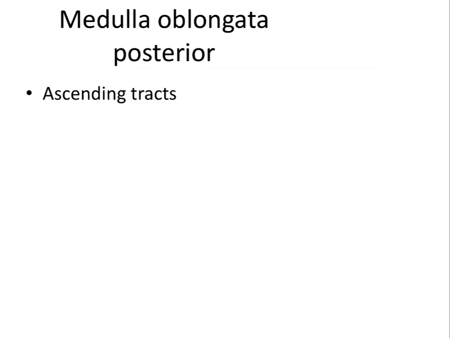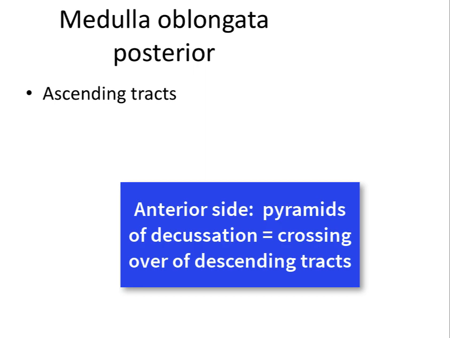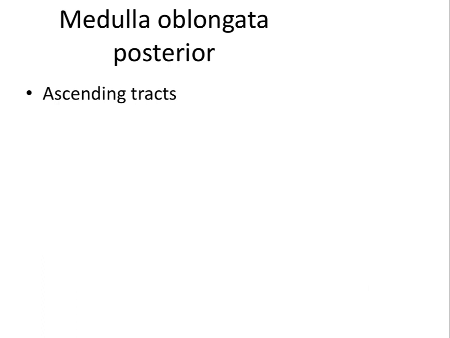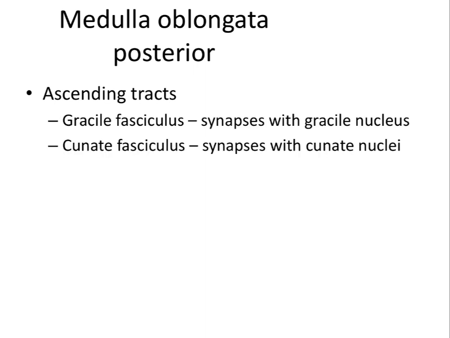So on the previous page, we were talking about the anterior side of the medulla, and we were talking about the descending tracts and how they cross over on their way back down to control the voluntary movements of the trunk and limbs. On the posterior side, however, we have the ascending tracts, which are bringing the somatic sensory information in. These tracts are called the gracile fasciculus and the cuneate fasciculus. And each of them is going to synapse with a nucleus. The gracile fasciculus synapses with the gracile nucleus, and the cuneate fasciculus synapses with the cuneate nucleus.